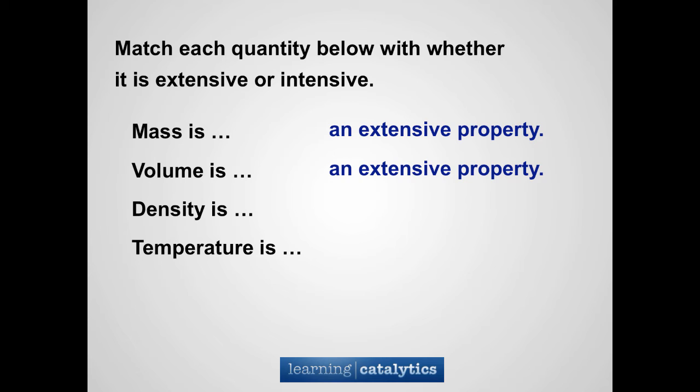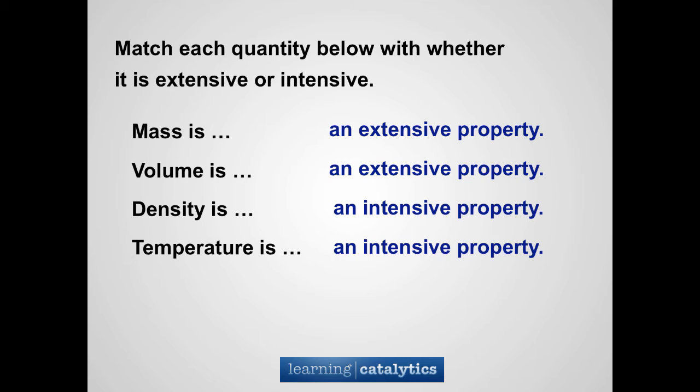Density, well, we just did that one. That is intensive. The density of the aluminum doesn't change if we're looking at a lot of aluminum or a little bit of aluminum. And then what would you think for temperature? And again, if we're talking about, let's say, a piece of aluminum, the temperature of that piece of aluminum is going to be the same whether we are looking at a little of the aluminum or a lot of the aluminum. And of course, we're talking about in sort of the same situation.